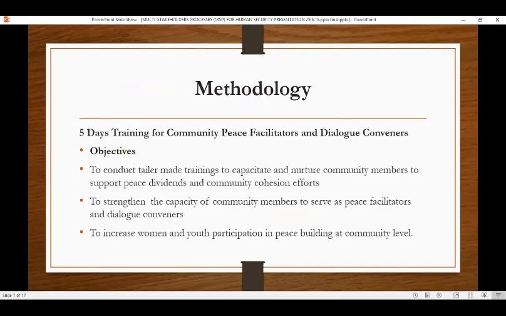Now, what sort of methodology do we use? We actually take the community members through a 5-day training for community peace facilitators and dialogue conveners. These would have actually been trained by ECLF at first, and then we bring them into this session so that we can capacitate them and nurture them so that they can support any peace dividends that they are having within the communities and community cohesion efforts.